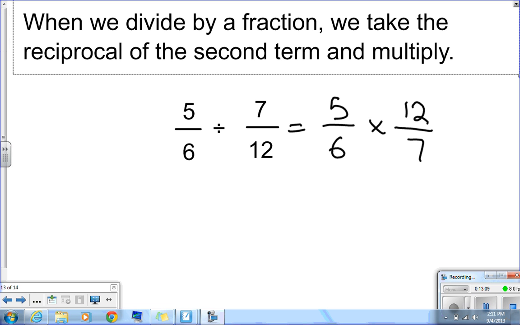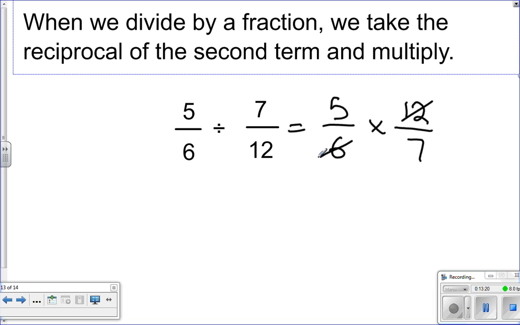So since I took the reciprocal of 7/12 and got 12/7, now I'm multiplying. And if you remember from previous classes, that when you're multiplying fractions, you can cross reduce. So 6 and 12, since they have a common factor, I can reduce that. The common factor is 6. So this becomes 1, and this becomes 2. And it makes multiplying fractions much easier. So I use 5 times 2, which is 10. 1 times 7 is 7. So 10/7 or 1 3/7 is your answer.